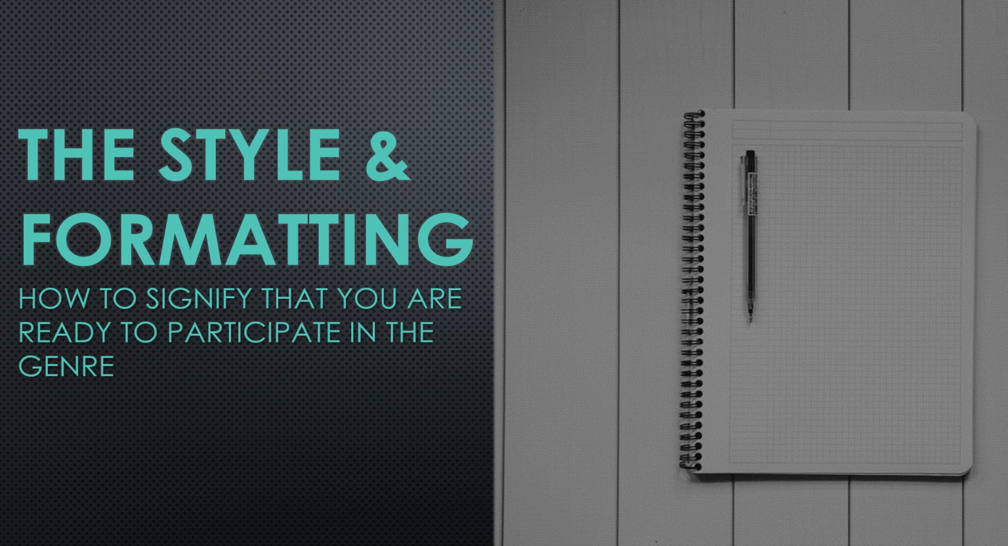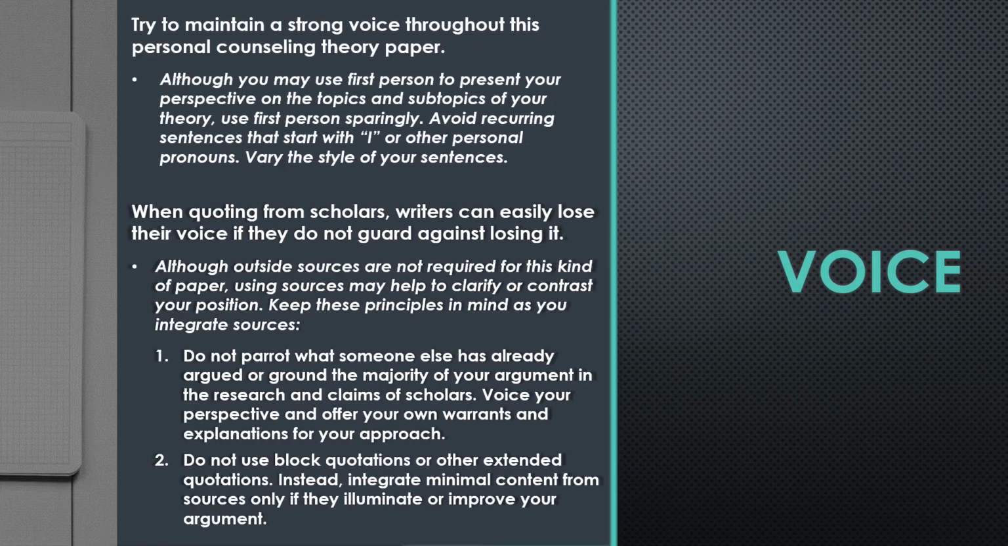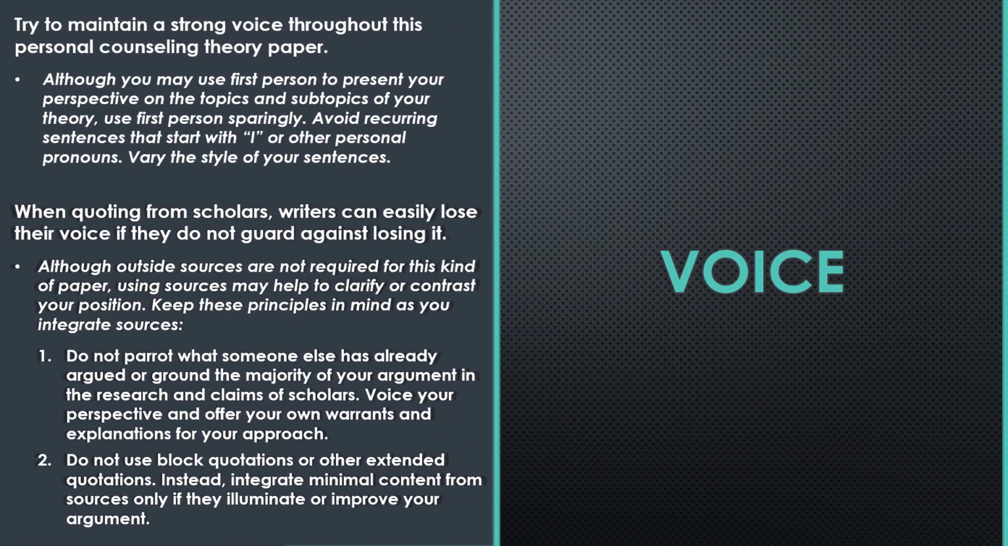Now that you have a good idea of the genre and form of a personal counseling theory paper, let's move on to understanding the style and formatting, how to signify you are ready to participate in the genre. Try to maintain a strong voice throughout your personal counseling theory paper. Although you may use first person to present your perspective on the topics and subtopics of your theory, use first person sparingly. Avoid recurring sentences that start with I or other personal pronouns. Vary the style of your sentences.